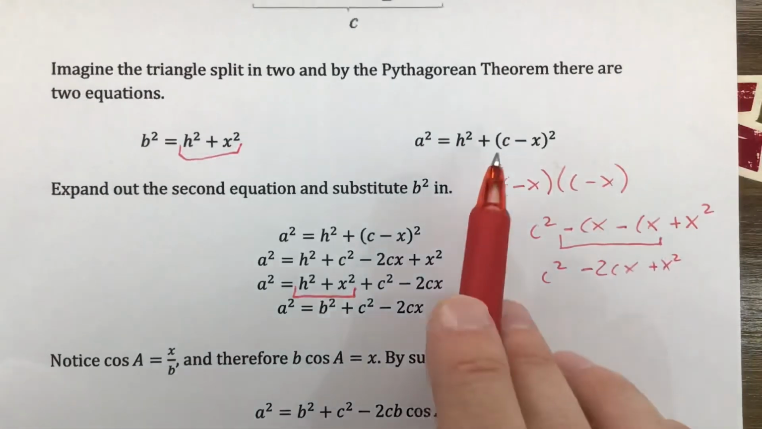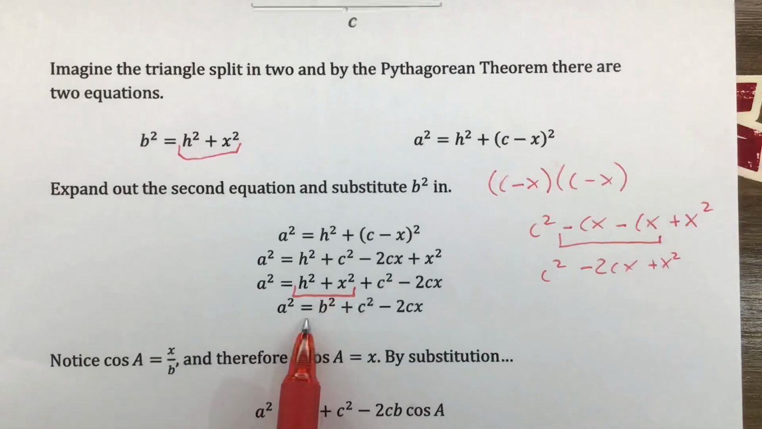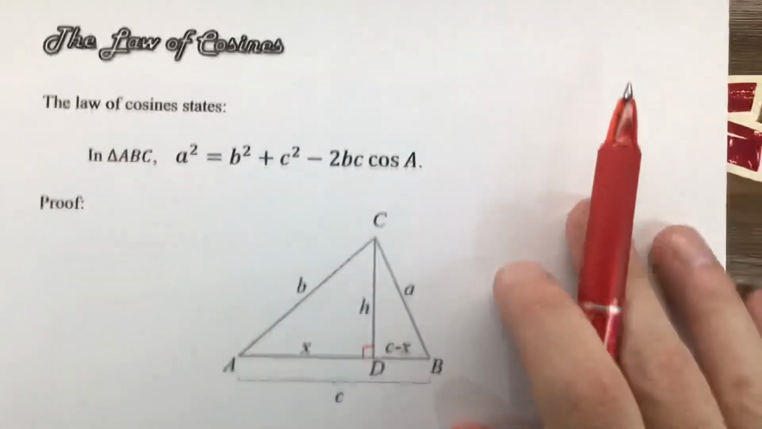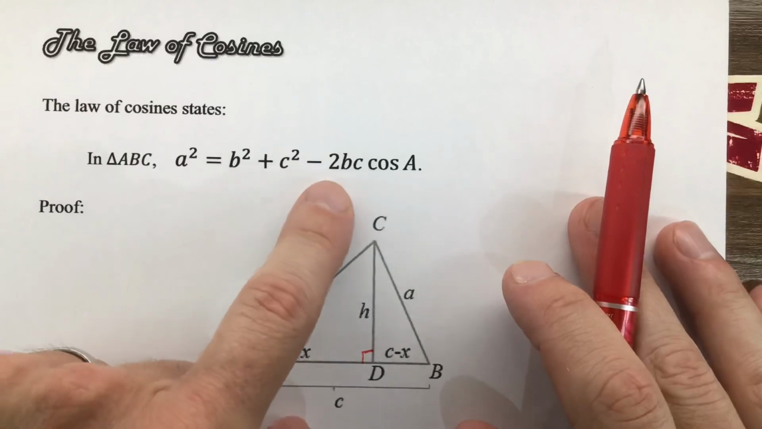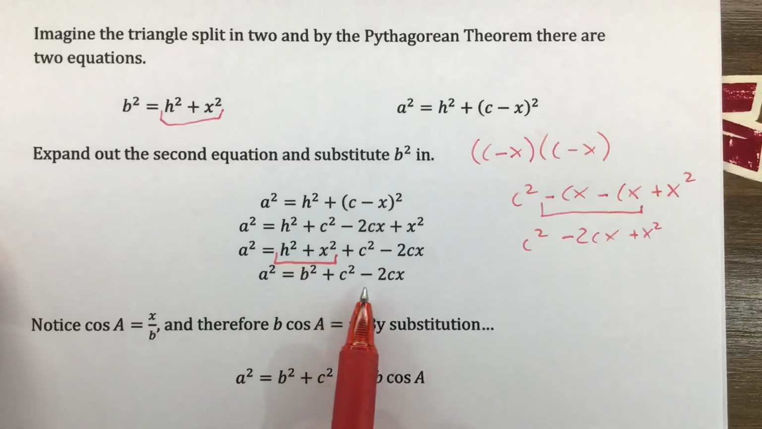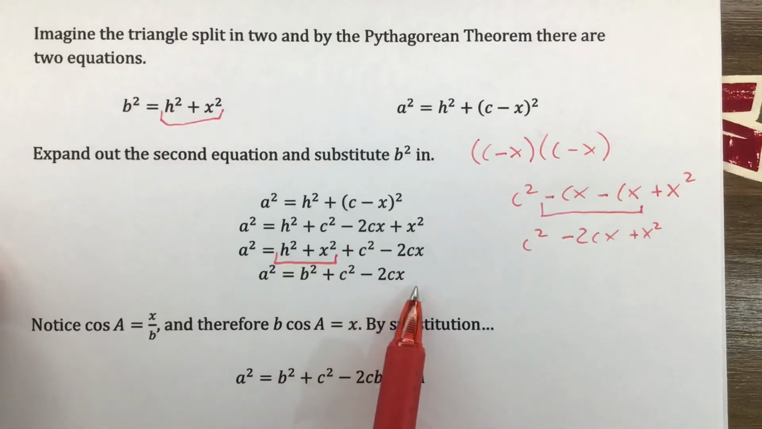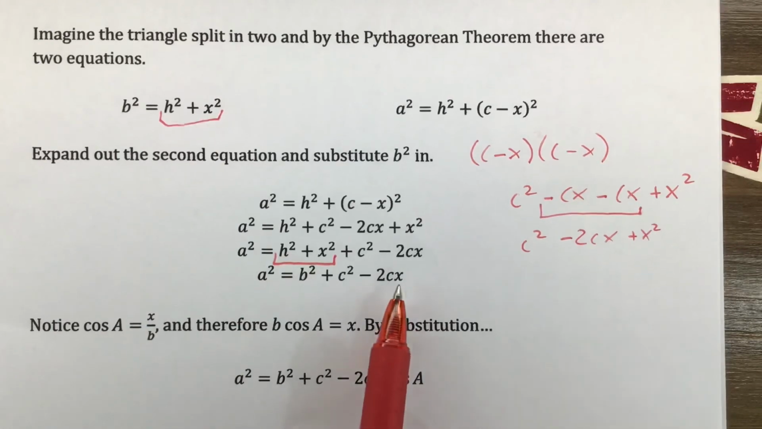So those two terms can get substituted in with b squared. All right, so now our second equation, with some substitution and expansion, has become this. And if you look close at it, you're going to start to see the law of cosines appearing. You've got a squared is equal to b squared plus c squared, right? That's up here. After that would be minus 2 bc cosine a. What we have is minus 2cx. So we're missing the b and the cosine a. We're missing those two pieces, but we do have an x in there.